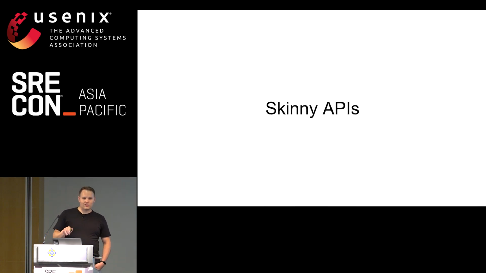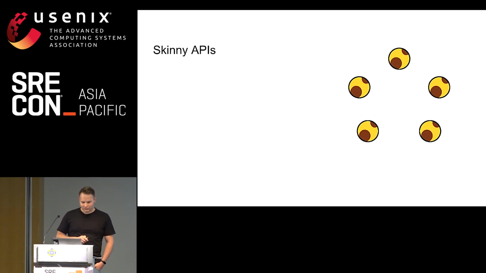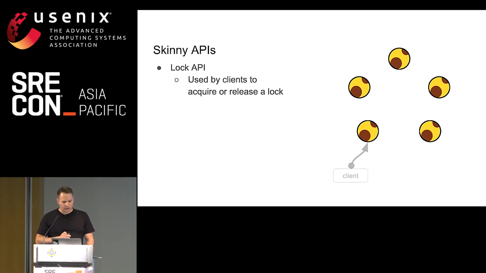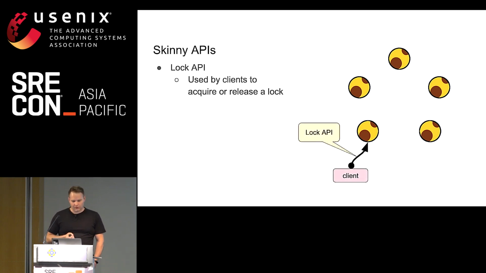Okay, let's now, after all the theory, go a bit into code and see how this works. Skinny has a couple of APIs. As I said, I'm using protocol buffers. So we will look at the APIs in a minute and see how they look in code. The first API is the lock API. It is used by clients to acquire or release a lock. So that is a protocol that is spoken between the client and whatever instance it talks to.